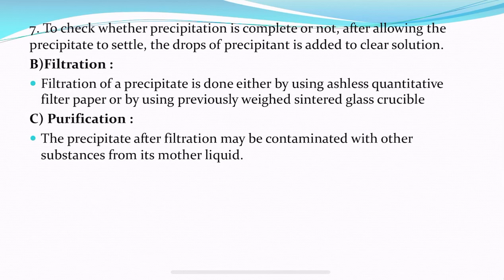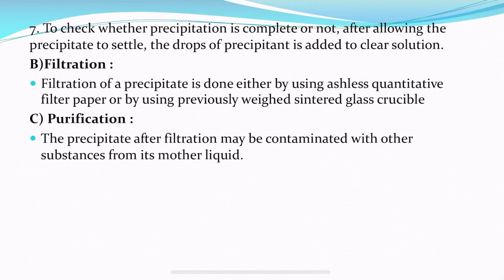So, to filter we can use it, and once the filtration is done, we can weigh it in the sintered glass crucible. So, we can use the sintered glass crucible and weigh it, and the next step is purification. The purity of the precipitate is an important aspect for successful gravimetric determination. The precipitate after filtration may be contaminated with other substances from its mother liquid.